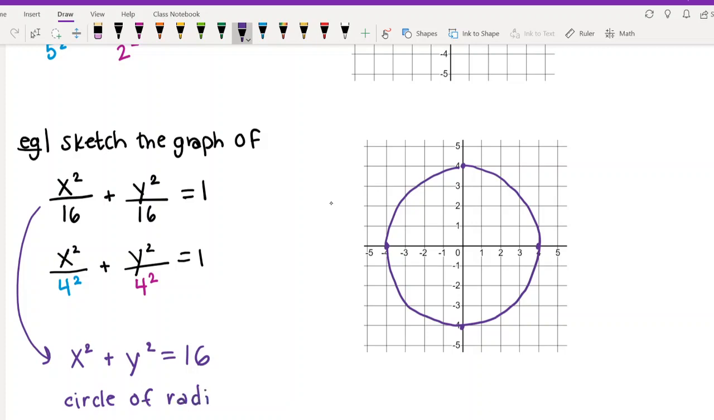And so that's what I really mean when I say that circles are examples of ellipses. It's really just a special case. It's the case where A and B are the same that you actually get a circle instead of a more oval-shaped ellipse.